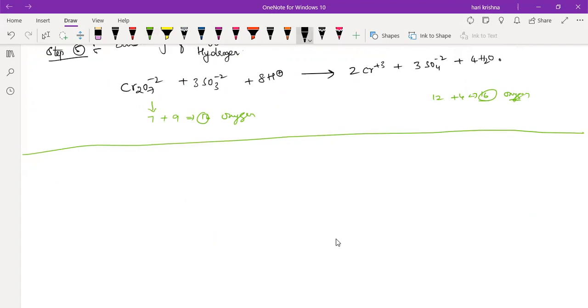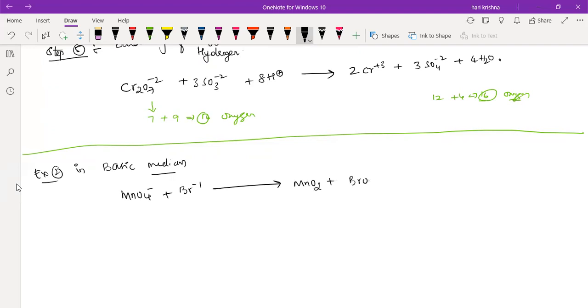So next one is an example. MnO4 minus plus Br minus 1 will produce MnO2 plus BrO3 minus 1 in the basic medium.